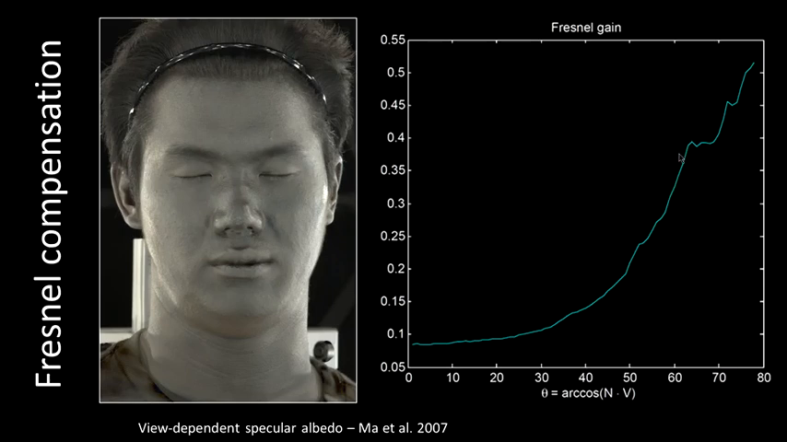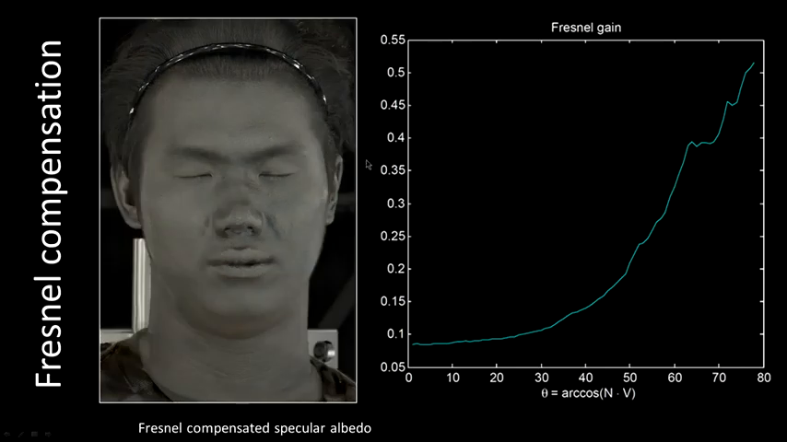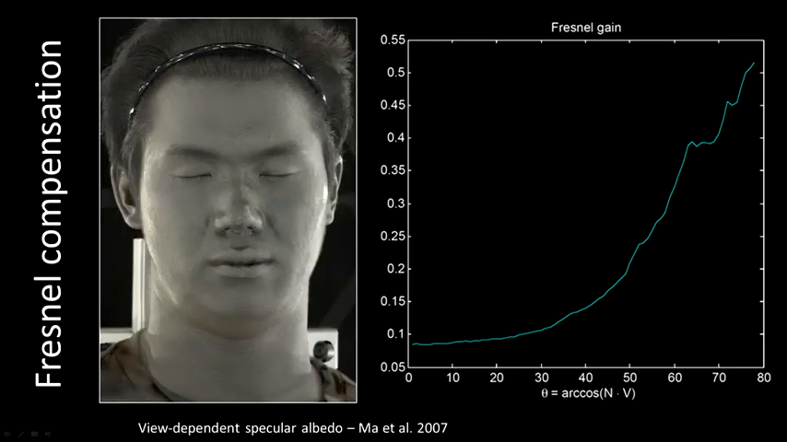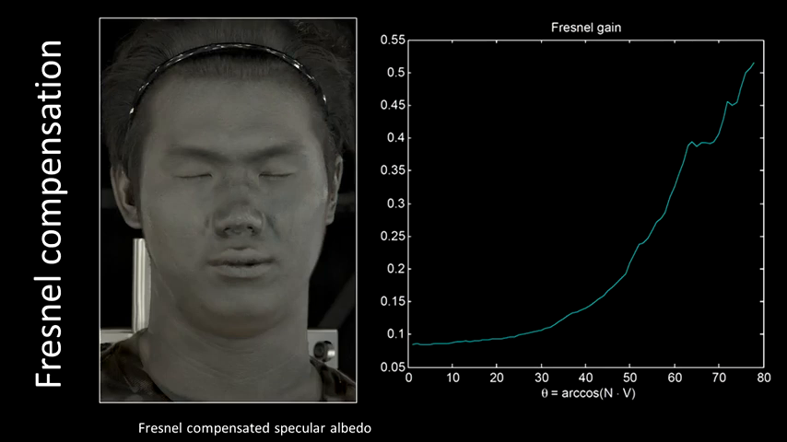Then you can fit that function and invert it, and it produces an image that takes out the effects of the Fresnel gain that you can see. So these are 2 images. One's been corrected for Fresnel gain and one hasn't. That's an improvement we've made to our polarization process.